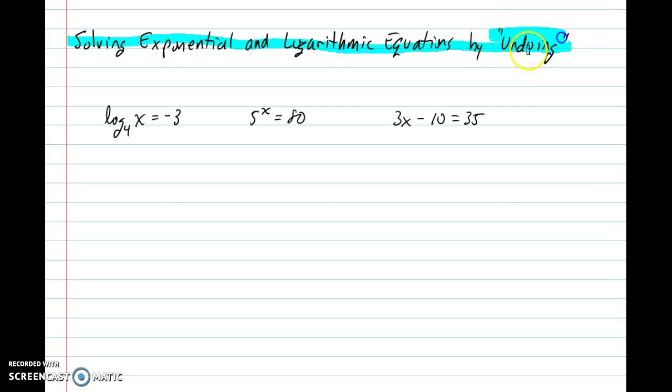This undoing something is stuff we've looked at before. It's just the idea of undoing each operation as it comes up. So we're going to look at these three equations first. Log base 4 of x equals -3, 5 to the x equals 80, and 3x minus 10 equals 35. And my claim is that if you can solve these three equations, you can solve lots of equations.